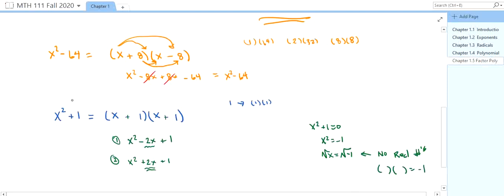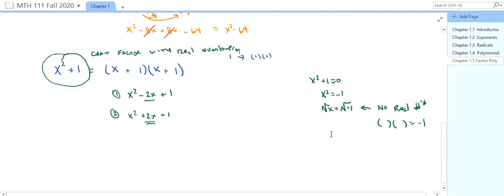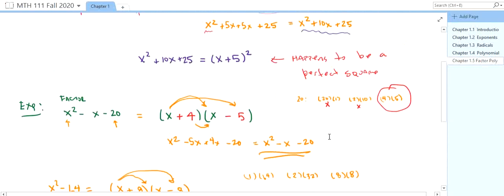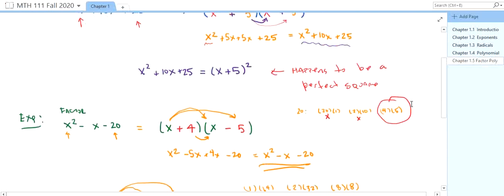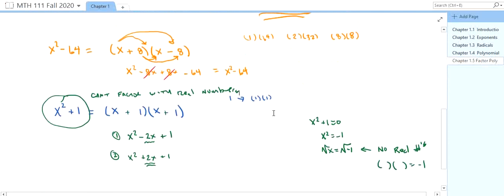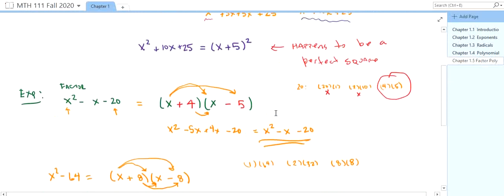So yeah, this guy, you can't factor with real numbers. So occasionally you get one of these equations that you can't factor. So keep that in mind. And that's about all we have time for here.